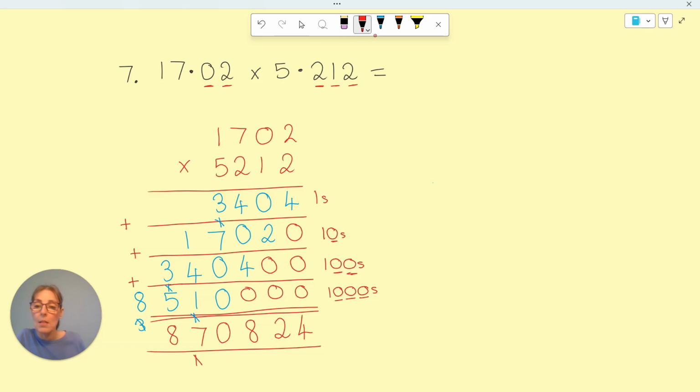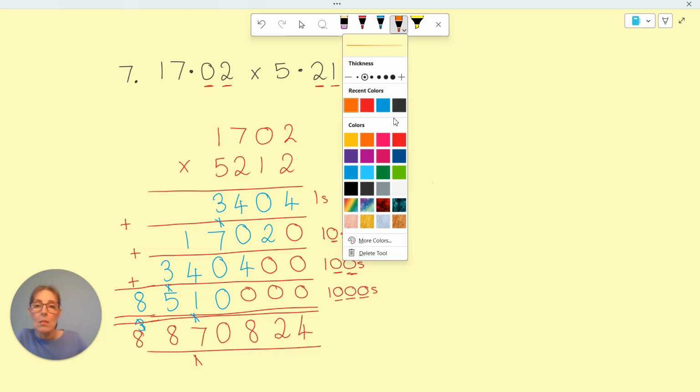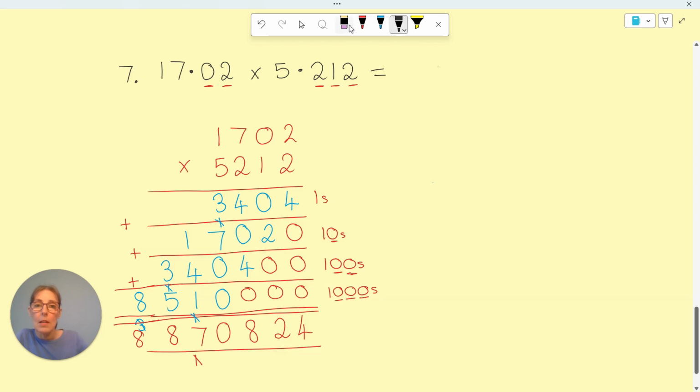And gosh, because this is at the side, I nearly forgot it then. So maybe I should have done that to include it. And 8. So my answer now is, what colour is it? It's like a dark grey, isn't it? 8870. 8870824.